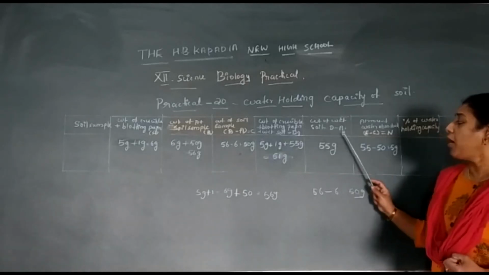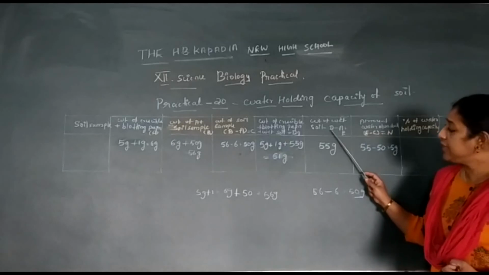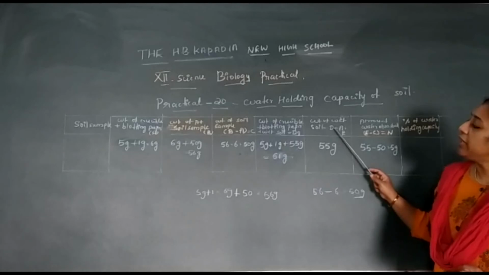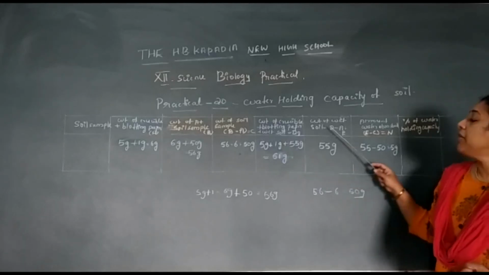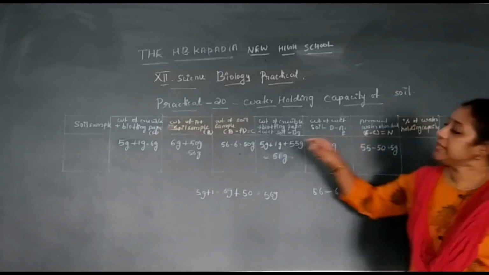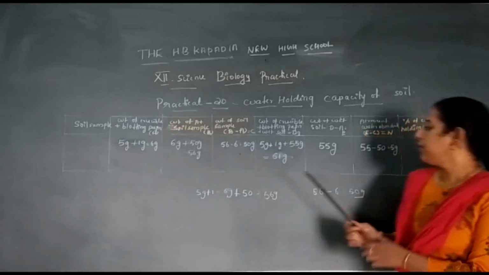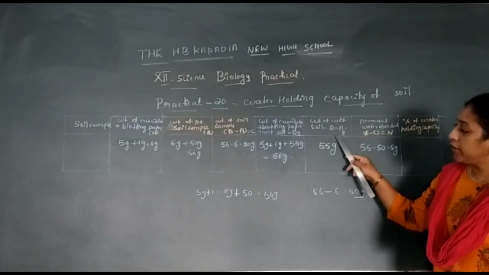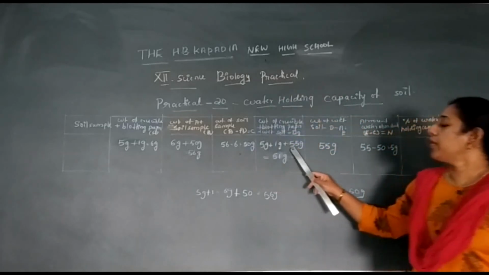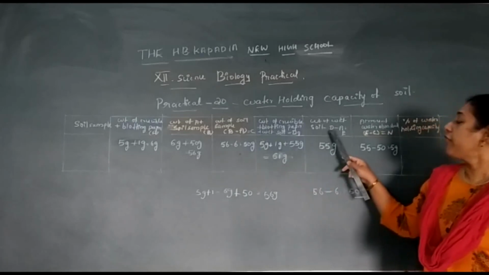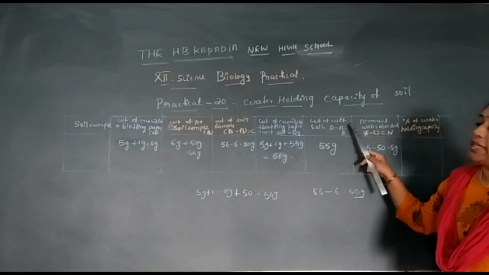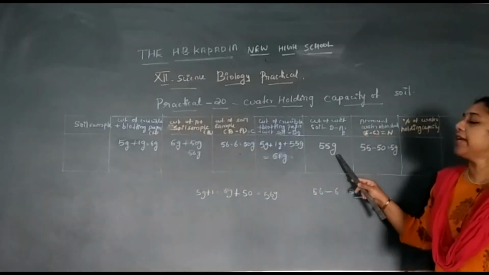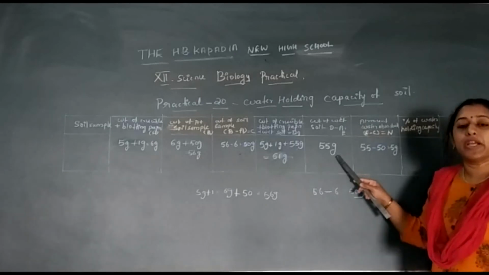So how to get E? We have to subtract A from D. D we have already calculated as 61 gram. From the 61 gram, we have to subtract A. A is 6 gram. So the weight of the wet soil is equal to D minus A. D we have already calculated, that is 61 gram. From the 61 gram we subtract A, which is 6 gram. Then we get the value, that is 55 gram.